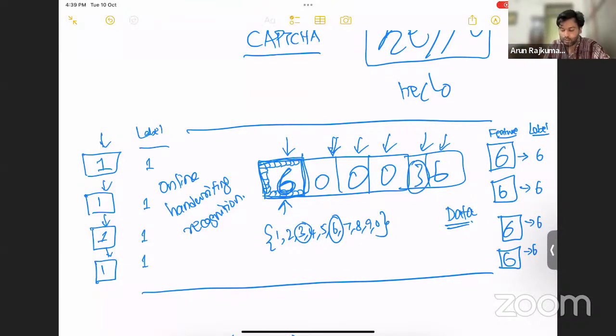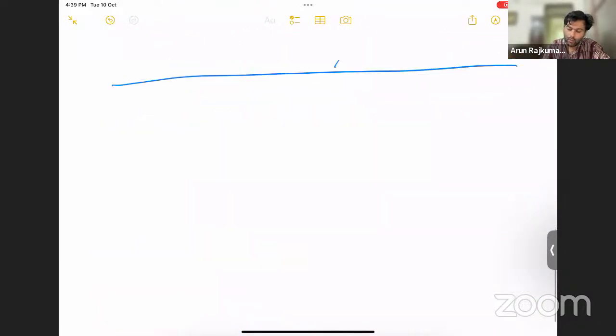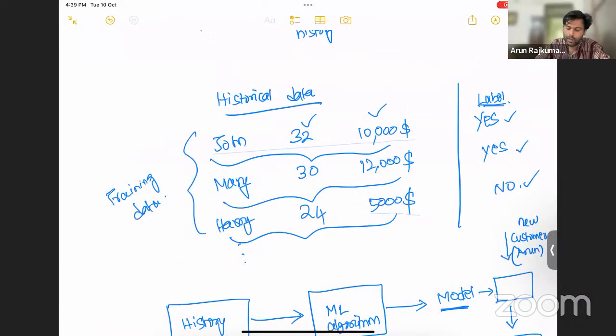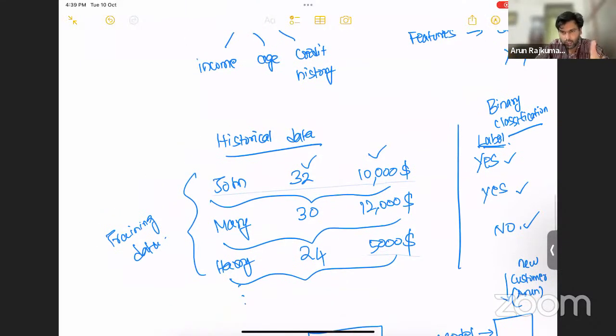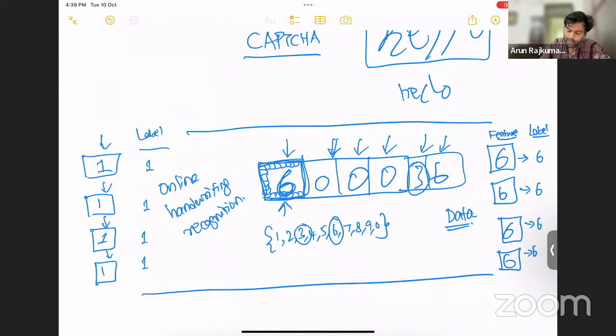So this problem is what is called a binary classification problem. I'll come back to this. It's binary because there are only two labels possible, yes or no. Whereas this problem is what is called a multi-class classification problem, because there are not just two, but 10 different possibilities for each image, right? So it can be any one of 0 to 9.